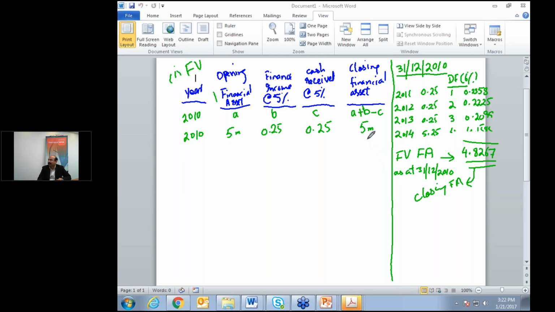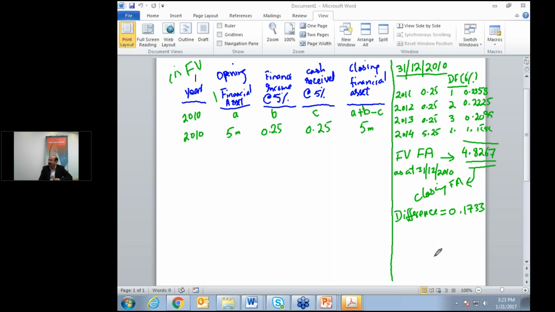and the difference between these two, 5 million and the 4.8267, which is 4.8267 minus 5. The difference between the carrying amount of the financial asset and the fair value of the financial asset is 0.1733. This will be taken to the profit and loss account.